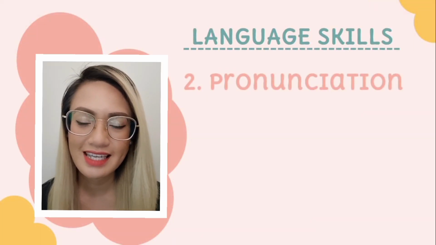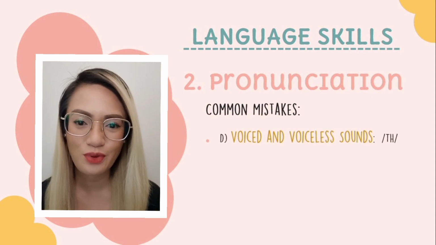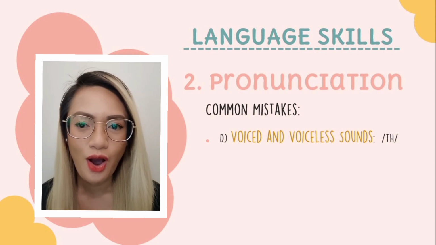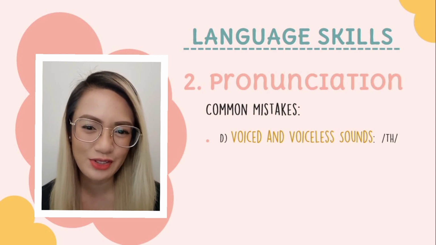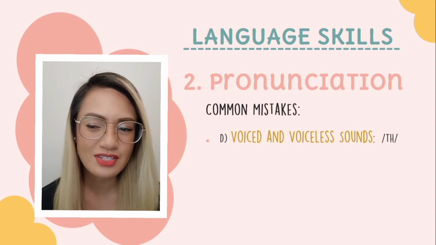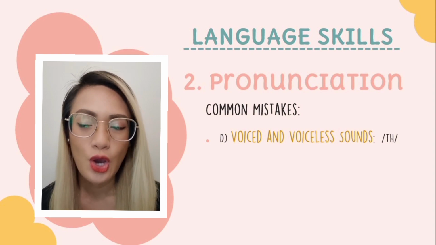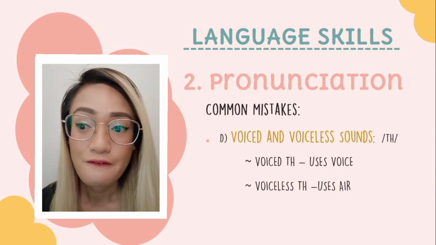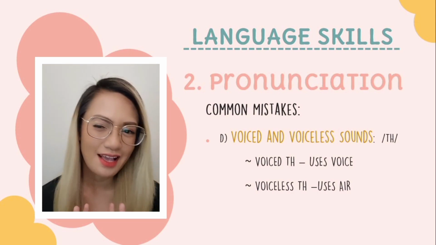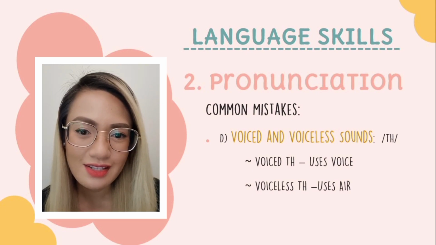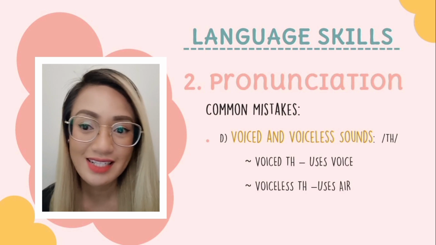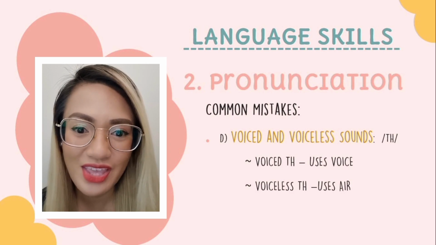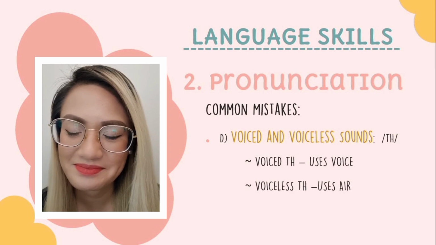Number 4 is TH, voiced and voiceless sounds. Many get confused with this part. Although both use the same letter T and H, however, sometimes they are read differently. We have two kinds, voiced and voiceless. First is voiced TH. Self-explanatory. We use our voice to pronounce the TH. For example, the, that, the, bathe, these, that, those.